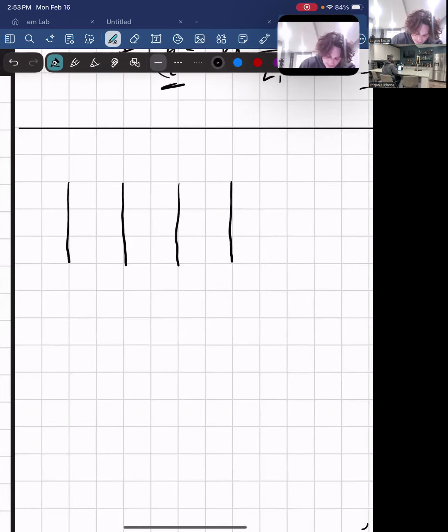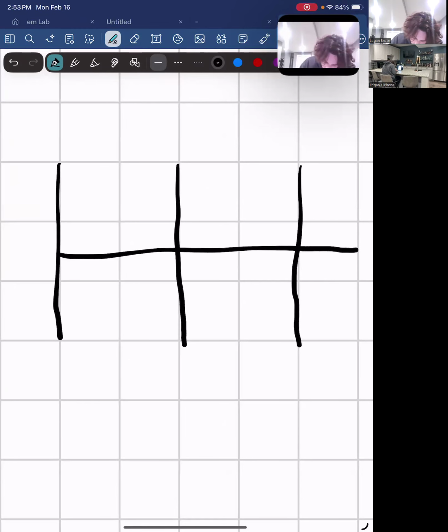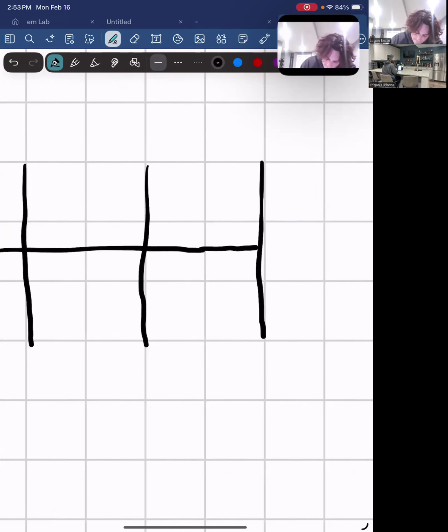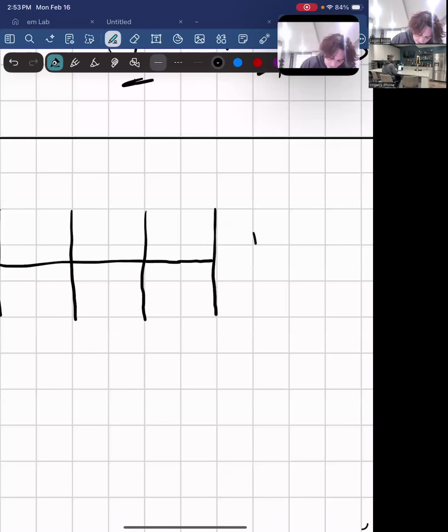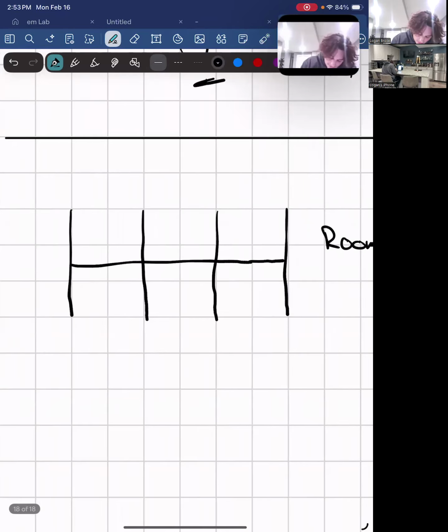this is our structure. We have our room over here. We have our stud. Technically, there'd be drywall, but we're going to just say there's a stud. We have our insulation. And then we have our outside material, which is something like brick.